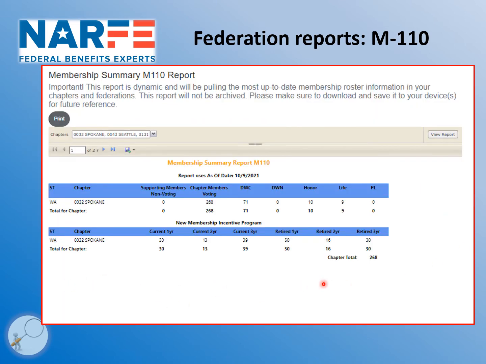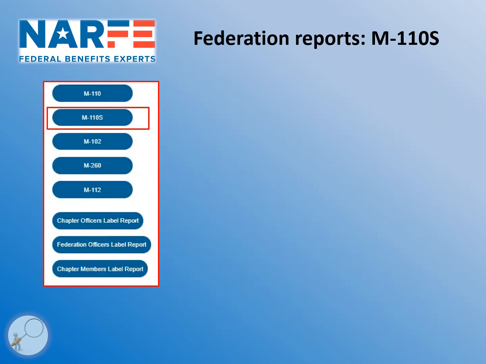And this is what one of the pages will look like. In my federation, there are 16 chapters. Each chapter will have its own page, so you would have to page through 16 times. As I said, my preference is to download using the 3.5-inch floppy disk icon and download it into an Excel spreadsheet, which then provides you with each chapter on a separate tab in an Excel workbook.